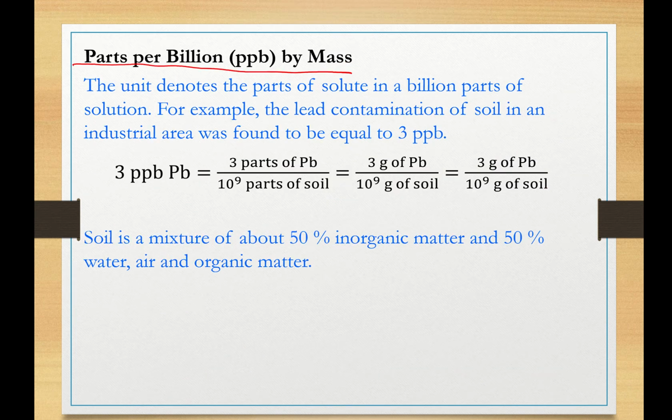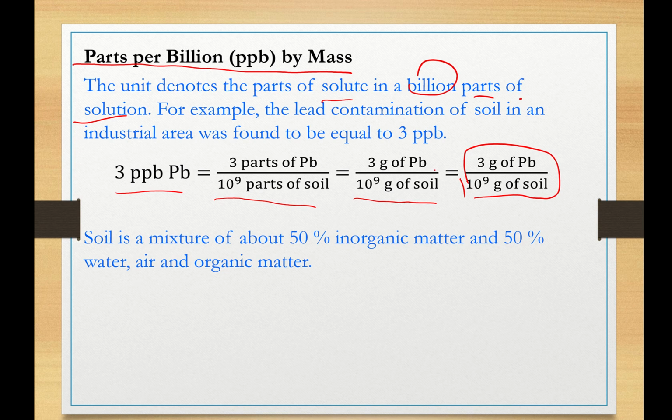Parts per billion. So the only difference here is the parts of solute in a billion parts of solution. So 3 ppb of lead is 3 parts of lead over a billion parts of soil, or 3 grams of lead over a billion grams of soil. And since soil is a mixture, it's not a pure substance like water, this is really a physical mixture or a homogeneous mixture here. So here goes the ppb.